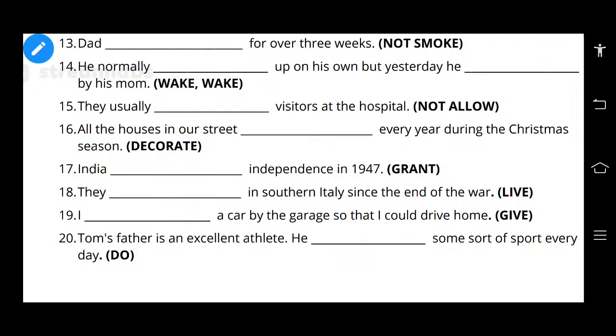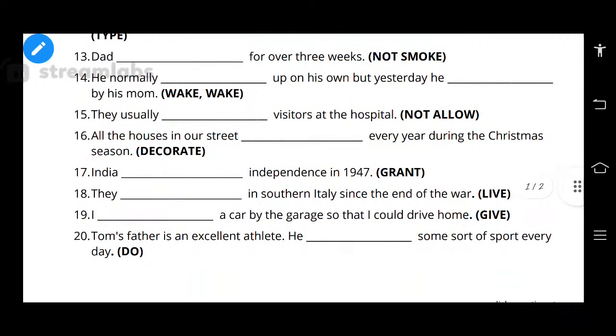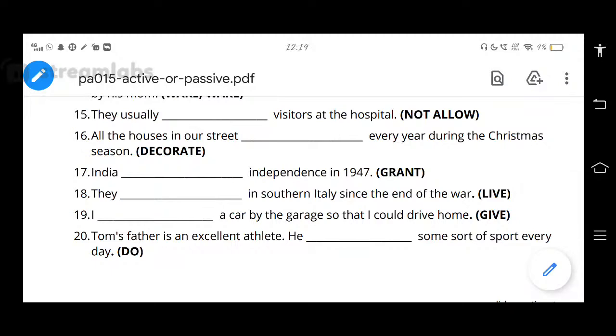And the last example. Tom's father is an excellent athlete. He does some sort of sports every day. Every day is here; it's a daily action. For a daily action we have to use only the first form of the verb. Here the subject is he. After he, we have to add the suffix s or es to the base form. Therefore after do we have to add es, so we say he does. Tom's father is an excellent athlete. He does some sort of sports every day. Did you understand this?